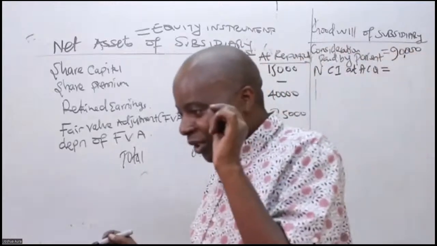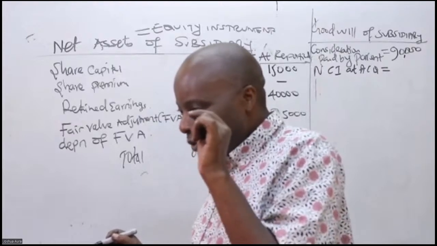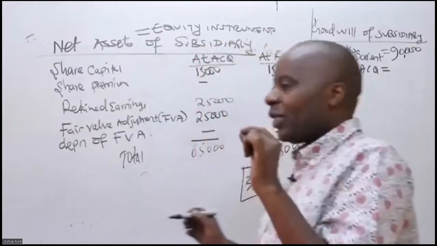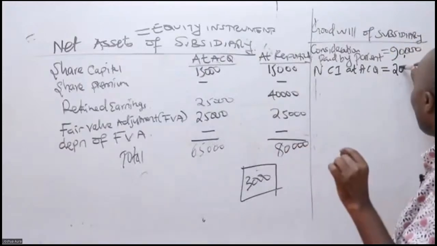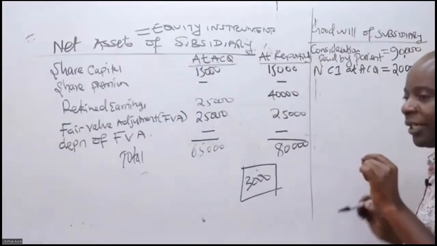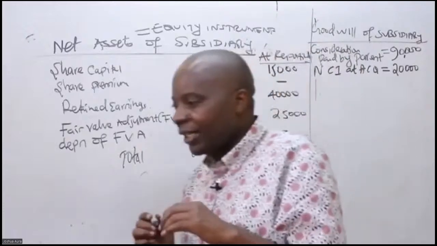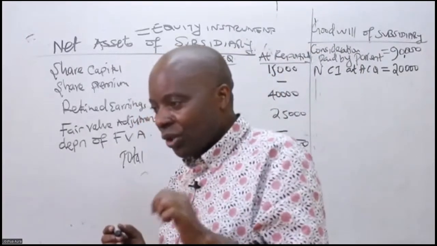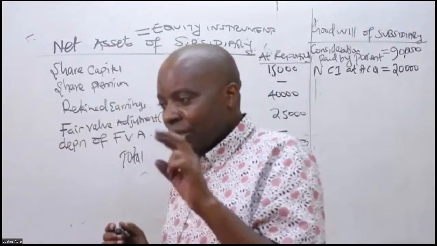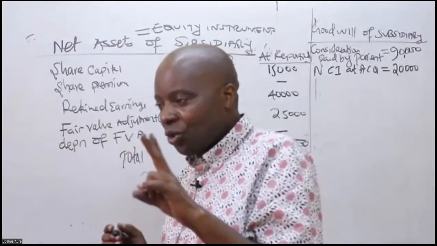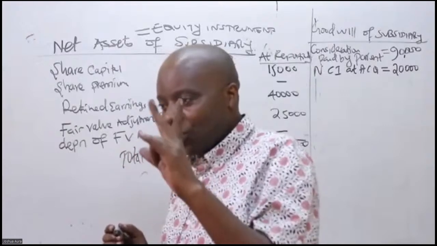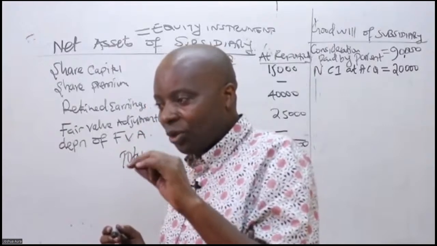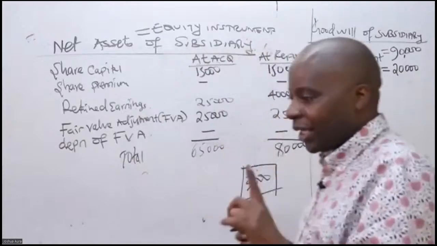NCI at acquisition, if you remember, it was 20,000. Do you remember that figure? Thanks, Aisha. It was 20,000. So those are the two acquirers. One took out 80%, another one took out 20%. So great, thank you very much.